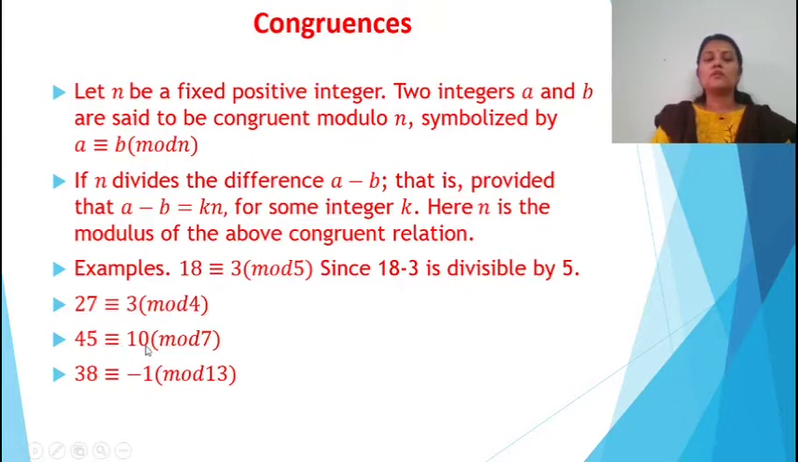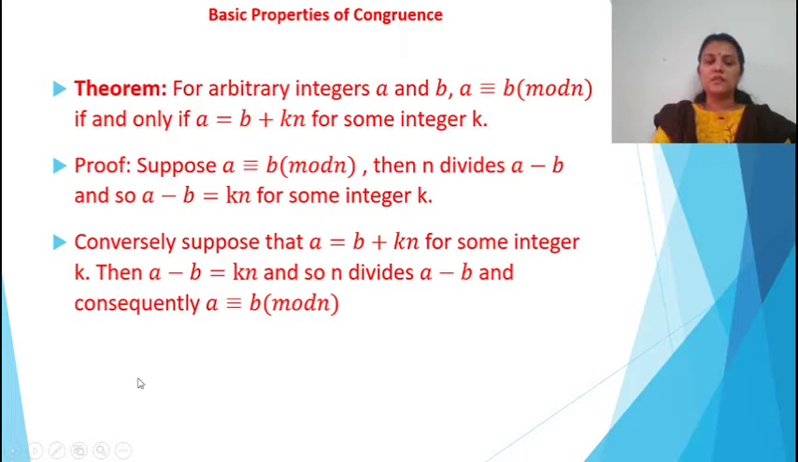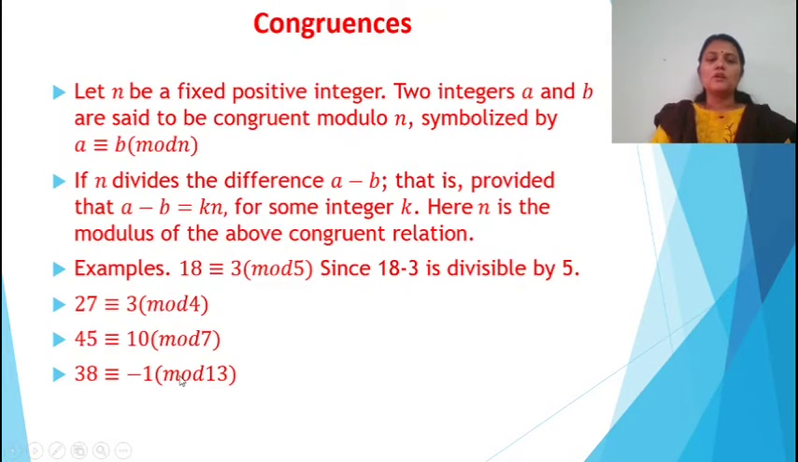45 is congruent to 10 mod 7. 45 minus 10 is equal to 35. 35 is a multiple of 7, since 7 times 5 is equal to 35. 38 is congruent to minus 1 mod 13. 38 minus minus 1 is 38 plus 1, which is equal to 39, a multiple of 13, since 13 times 3 is equal to 39. This is the concept of congruence.